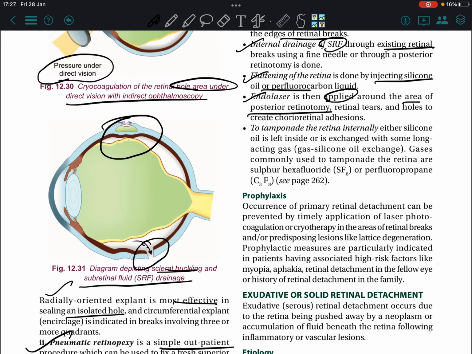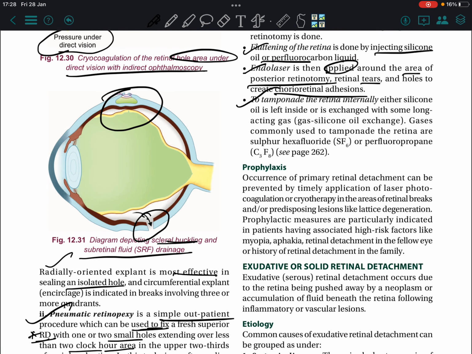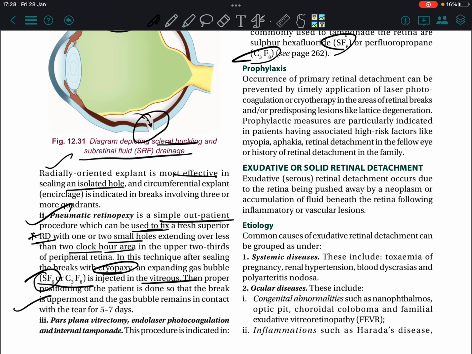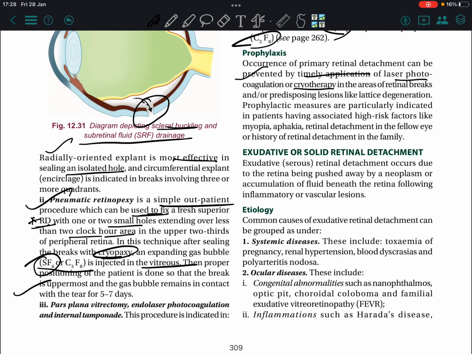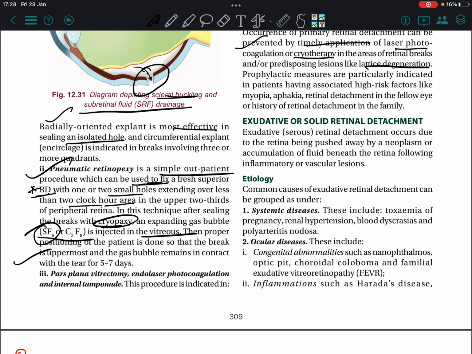Endolaser is then applied around the area of posterior retinectomy and retinal tears or holes to create chorioretinal adhesion. To tamponade the retina internally, either silicone oil is left inside or is exchanged with some long-acting gas. Gases commonly used to tamponade the retina are sulfur hexafluoride and perfluoropropane. Prophylaxis: primary retinal detachment can be prevented by timely application of laser photocoagulation or cryotherapy in areas of retinal breaks or predisposing lesions like lattice degeneration, etc.